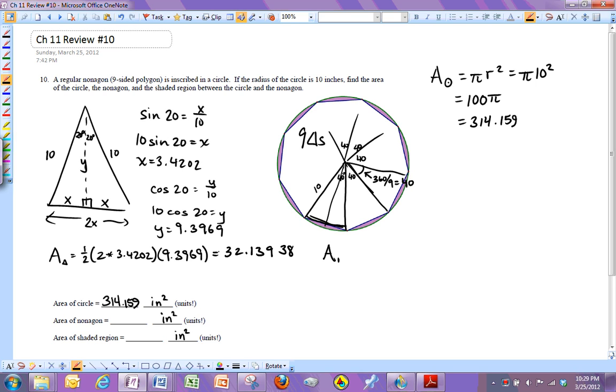So then the area of the nonagon is 9 of those, and that ends up being 32.139 and so on, times 9, 289.254.